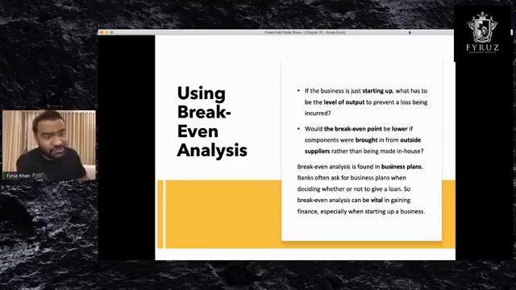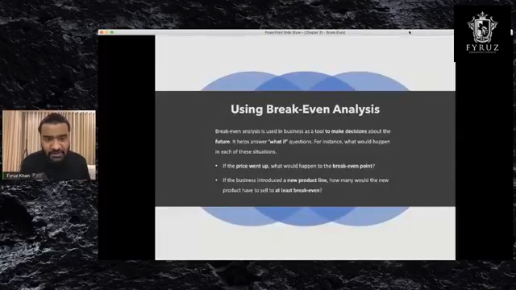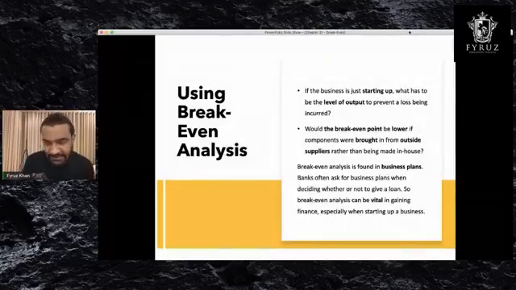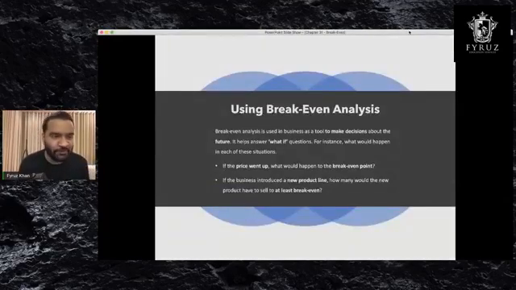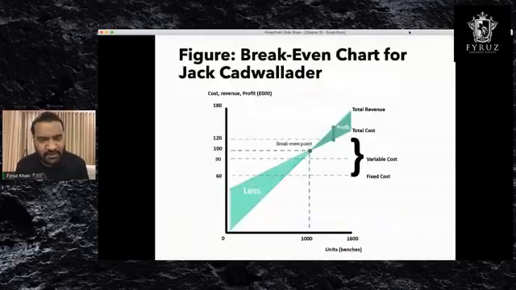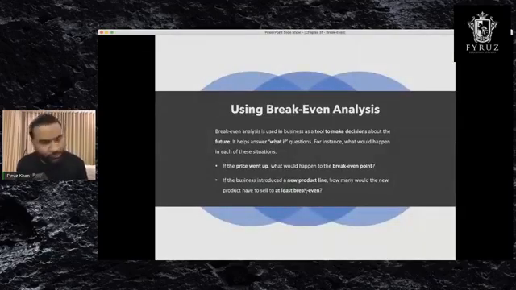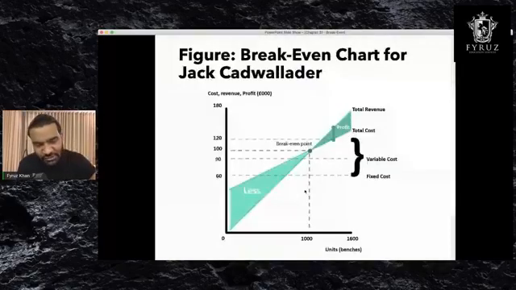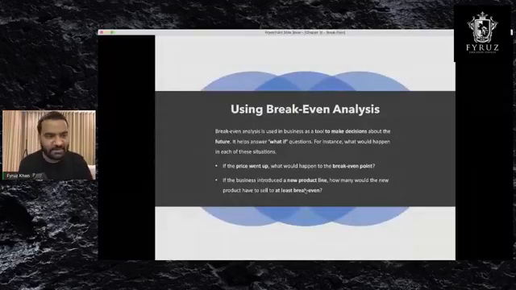And if you change your suppliers, what's the break-even point going to be? So you need the break-even point for many things. What happens if the price of the product went up or went down? What will happen to the break-even point? Is it going to go up? Is it going to go down? What happens if you introduce a new product line? Of course, the break-even point for that product line will be different. It'll have nothing to do with the existing break-even point because that's specific to some other product.